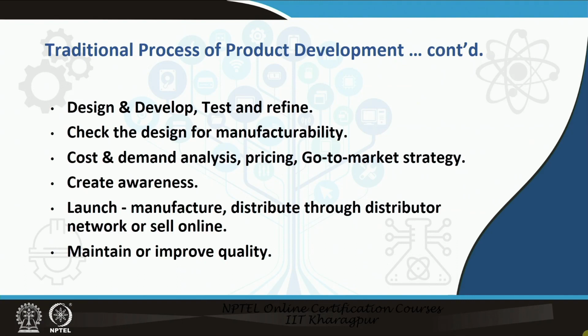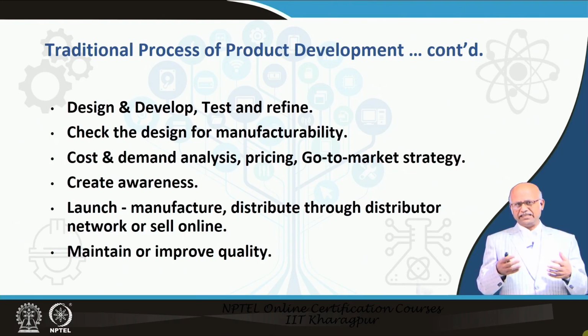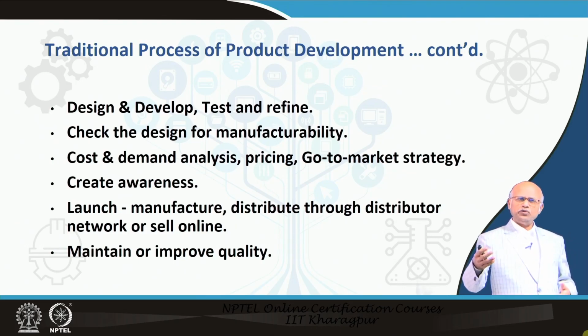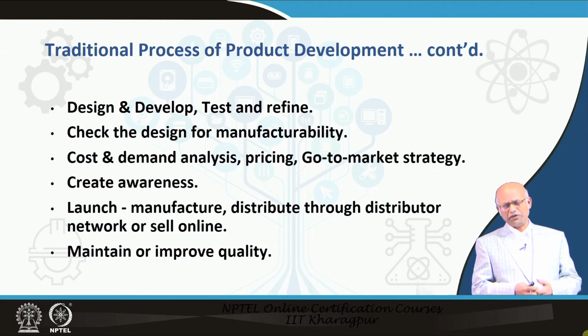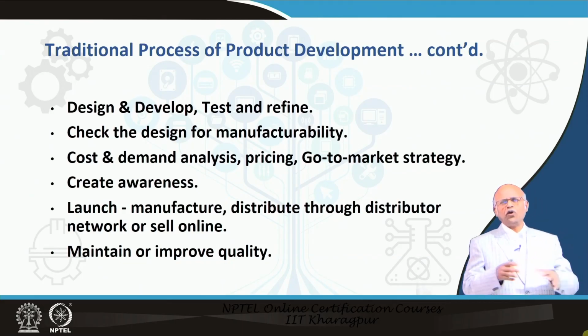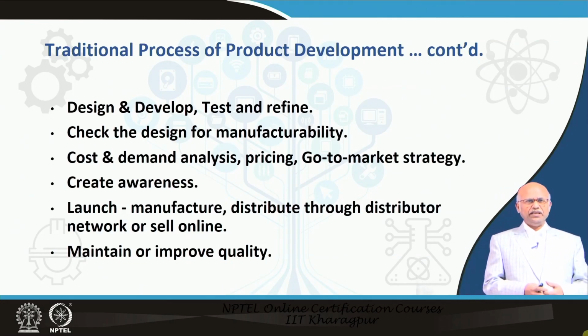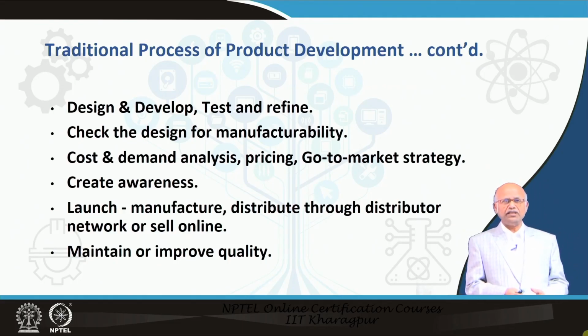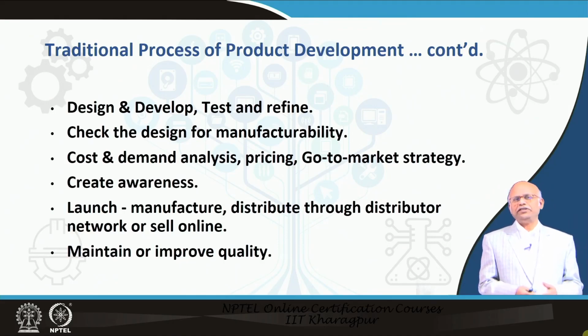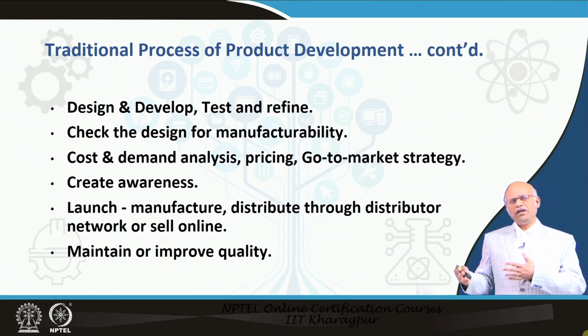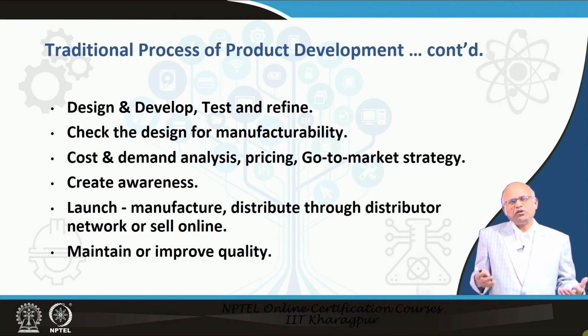So, the traditional process involves: you design, develop, test, refine, and then you go to market to see whether customers are actually buying. By that time you have put all the infrastructure in place. Check the design for manufacturability. Of course, before commercial production, you need to check for manufacturability. There are many things which cannot actually be manufactured in a standard setup. Then cost and demand analysis, pricing, go to market strategy. You see what the cost is, you may do cost plus pricing and then go to market.